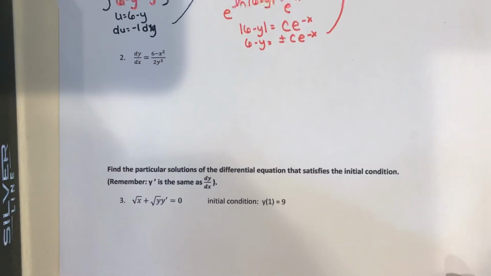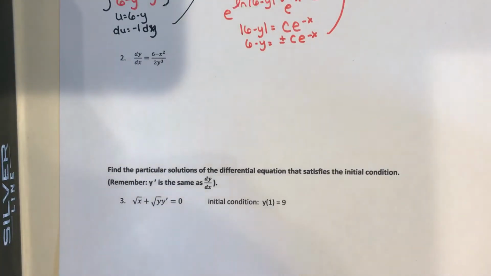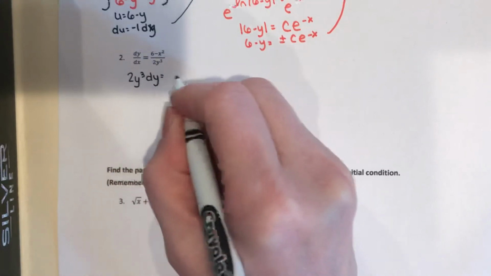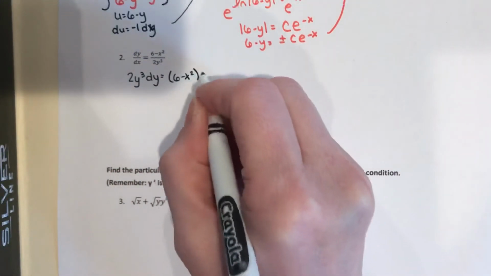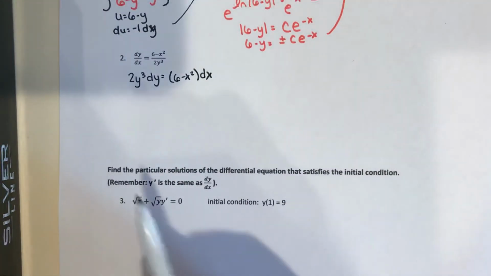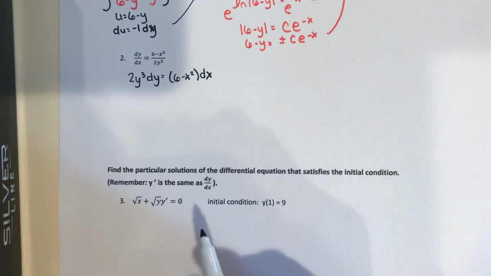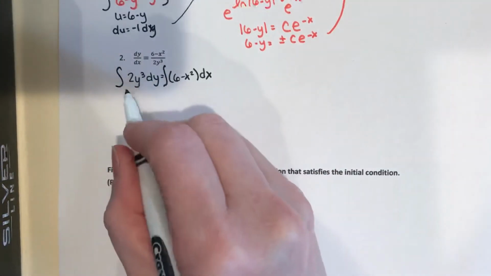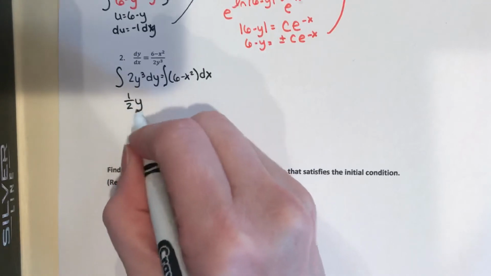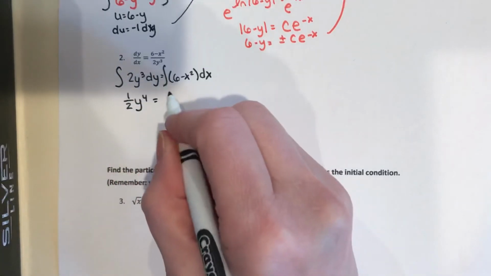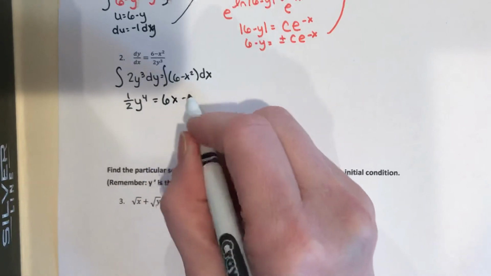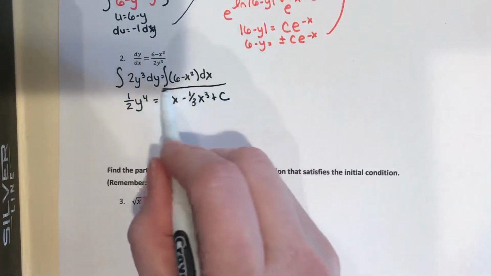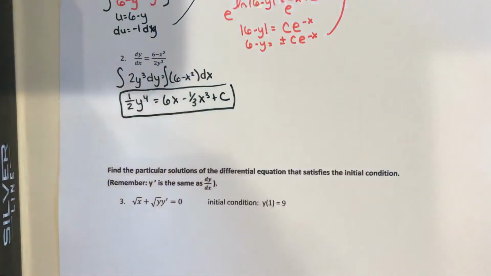Okay, next up, number 2. First thing I'm going to do is cross multiply. So we've got 2y cubed dy equals 6 minus x squared dx. And lucky for us, the variables are already separated. So now I'm going to take my integral, add and divide. That gives me 1/2 y to the 4th. Over on the right side, we have 6x minus 1/3 x cubed plus c. So again, technically, we are done. We found our general solution.